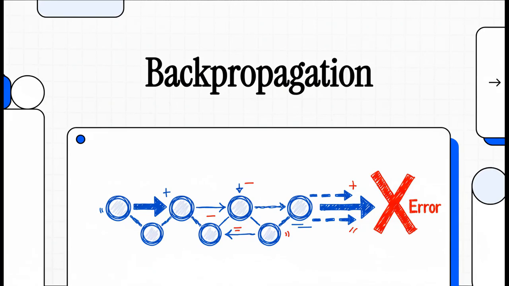You ever see an AI do something incredible, like identify a cat in a picture or write a poem, and you just wonder, how? How does it go from getting everything wrong to getting it right? Well, it might feel like magic, but it's not. It's actually a really beautiful logical process called backpropagation. So yeah, let's get into it and see how machines really learn.